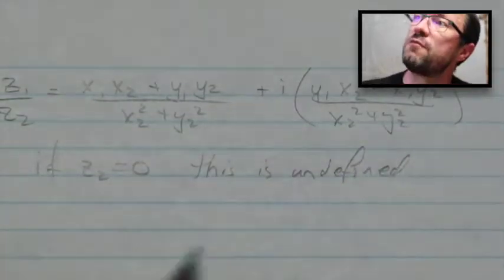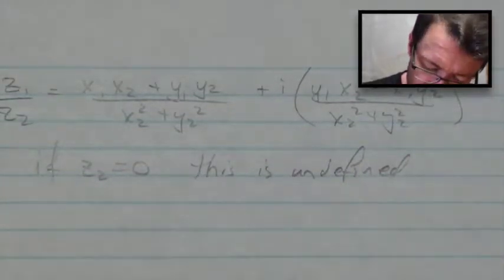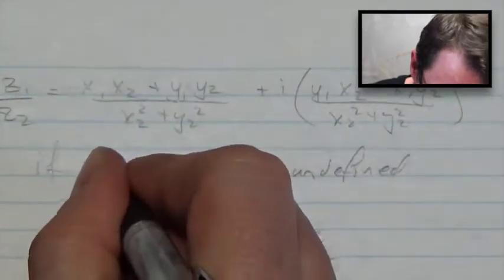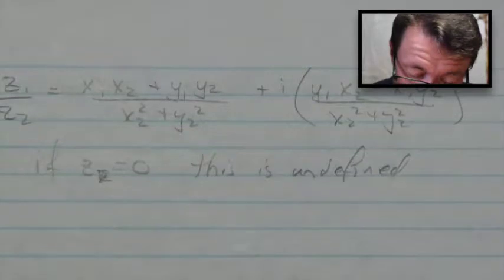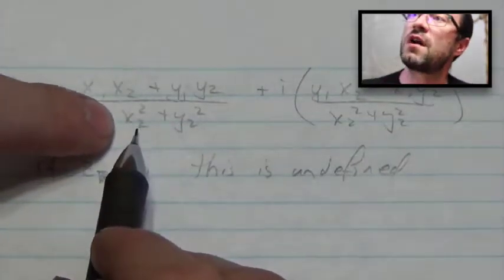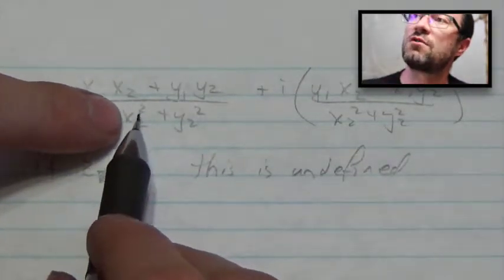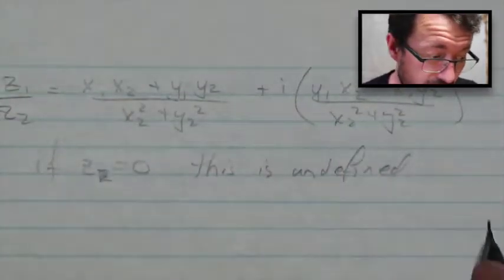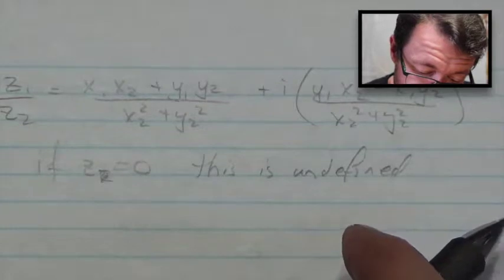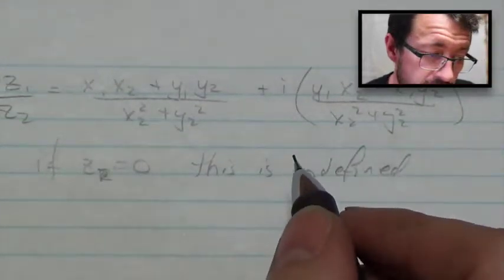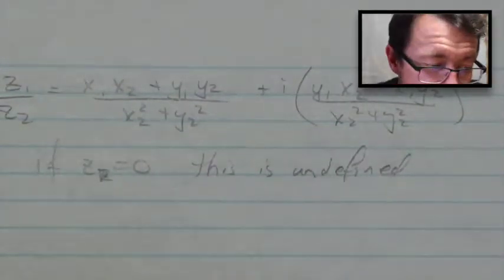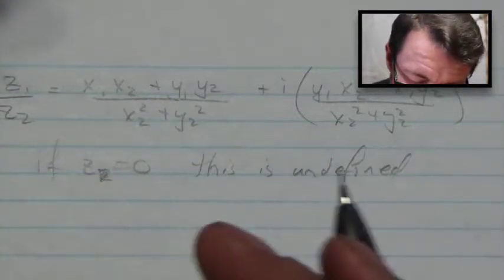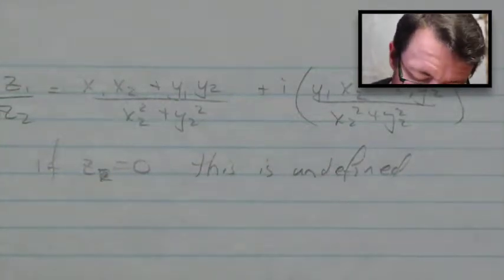So if both the imaginary and the real parts of a complex number are 0, basically if x2 squared is 0 and y2 squared is 0, division by 0 is undefined, so I can't let that happen. Okay. Now, there is another way that we can do this kind of division here.